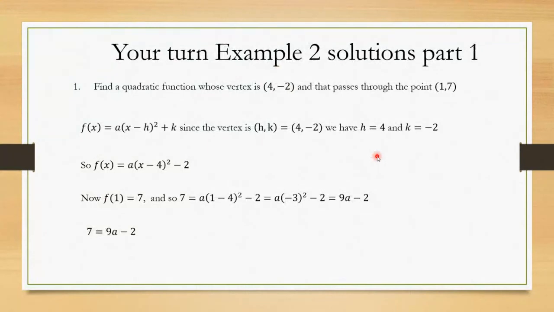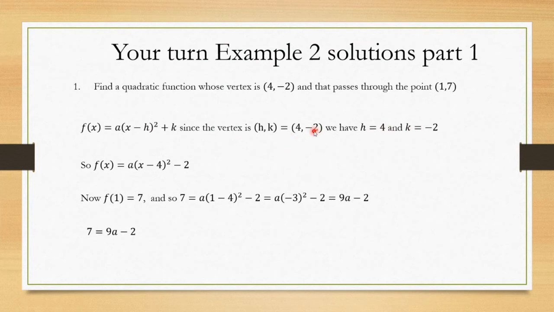Okay, so for this one, it's the same idea. We know the vertex, and we have a point that's on the graph. Let's find an equation for that. This is our standard form. We have (h, k) is 4, -2. Again, the vertex is (h, k), and here it's 4, -2, so h is equal to 4, and k is equal to -2.